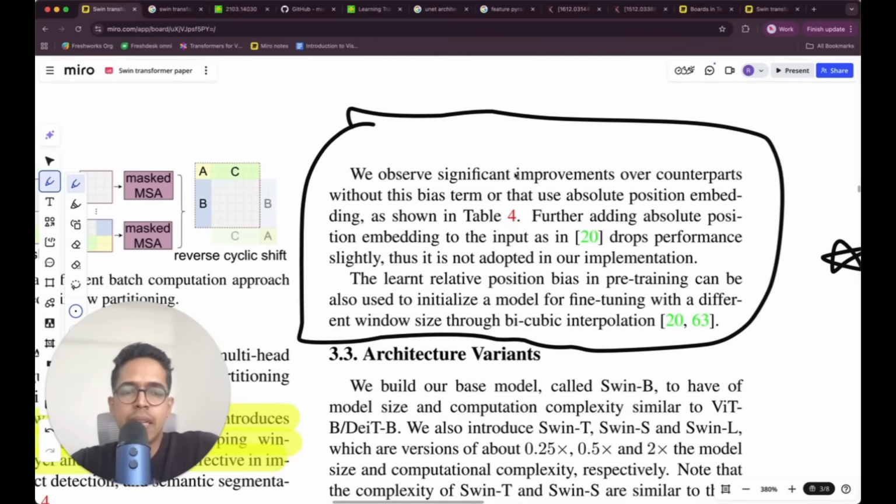We observe significant improvements over counterparts without this bias term. So if the bias term was absent, meaning no position information was added, compared to that, there is significant improvement. And when they say significant improvement, don't expect like 10-20% improvement. It's just 1-2% improvement. Okay. In computer vision, that 1-2% is considered very big.